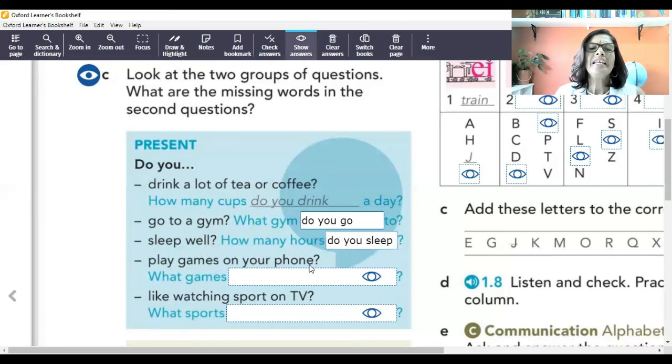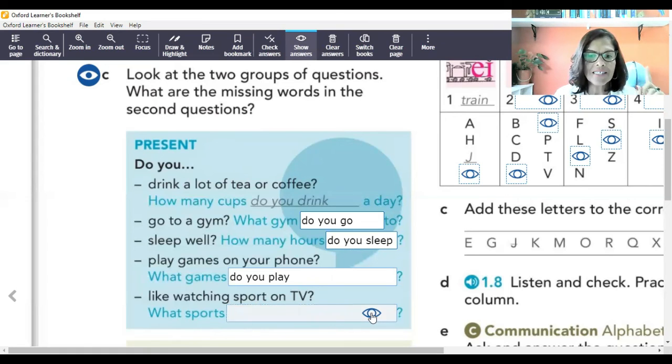Do you play games on your phone? Next question. What games? Simple present. Do you play? Okay. Next. Do you like watching sport on TV? Yes, I do. What sports?